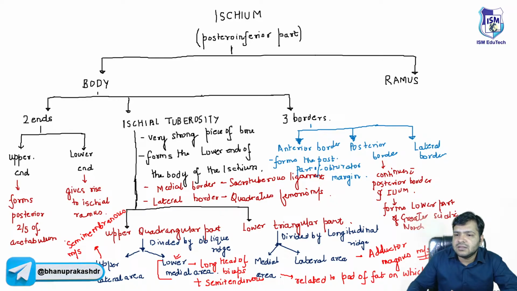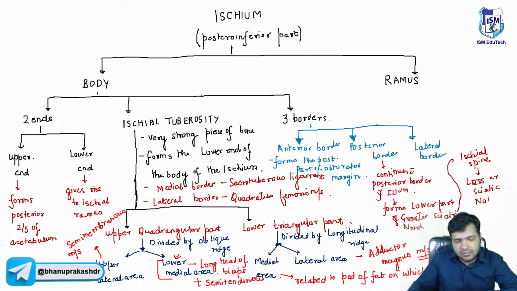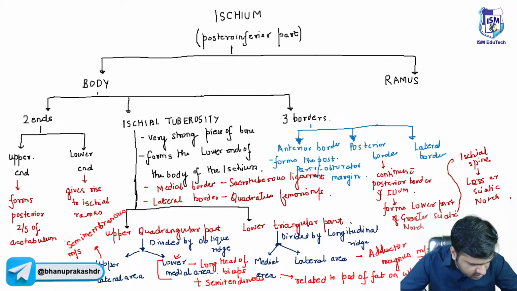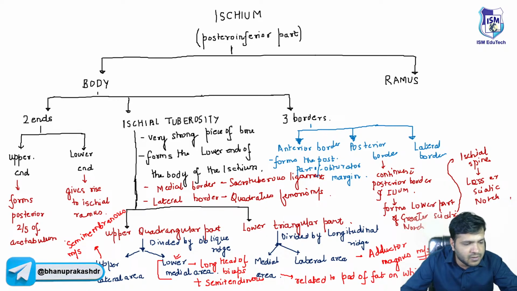इसको ना मैं इधर लिख देता हूँ, because I don't have space over there. So I will write it over here. Then it forms the ischial spine, and then it forms the lesser sciatic notch. So yes, it forms the ischial spine and the lesser sciatic notch. And yeah, beta, coming on to the lateral border.